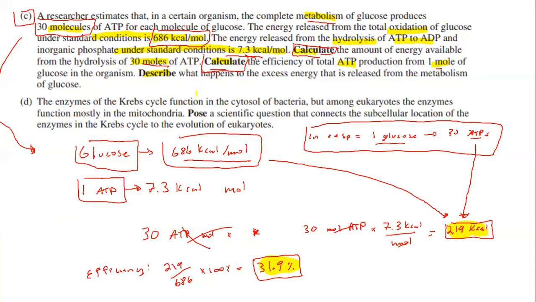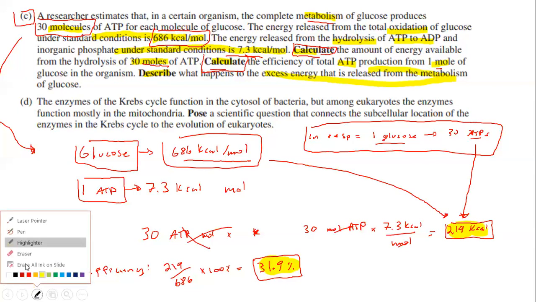The last thing that we have to explain is to describe what happens to the excess energy that is released from the metabolism. So basically, we should be getting 686. We actually only get 219 from 1 molecule of glucose. It's only about 31.9% efficient. And the key thing on this one is, where does the rest of that energy go?